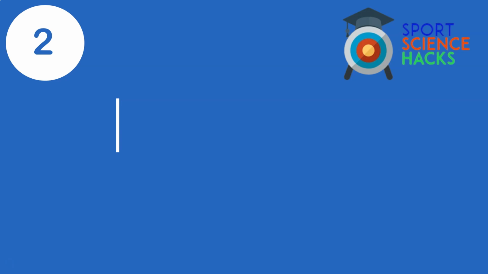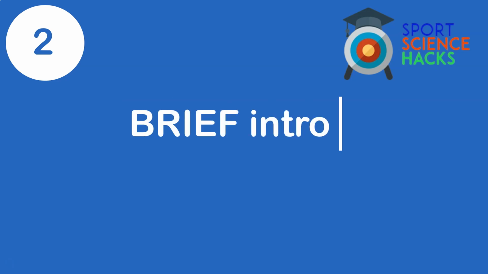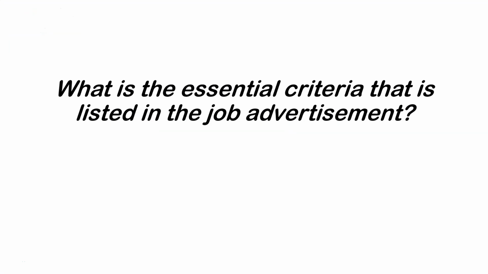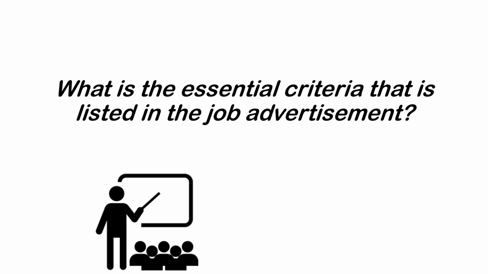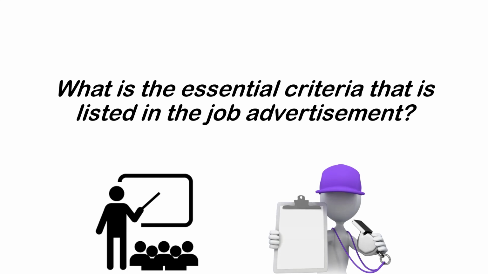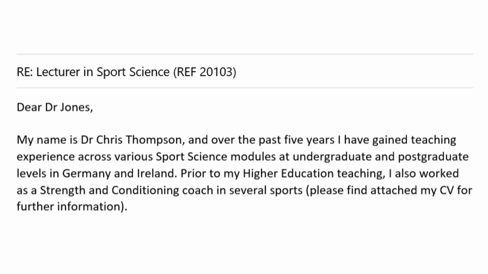My second piece of advice is to give a brief introduction of who you are at the start of this email. I would base this introduction on the essential criteria that is listed in the job advert. For me personally, I'd be going for jobs as a lecturer, and the essential criteria would be some teaching experience and also a professional background in sport. So when I'm putting that together in my email, in 1 or 2 sentences max, I'm going to speak about who I am, what have I done for the past few years, what is my experience in relation to this job that I'm going for.